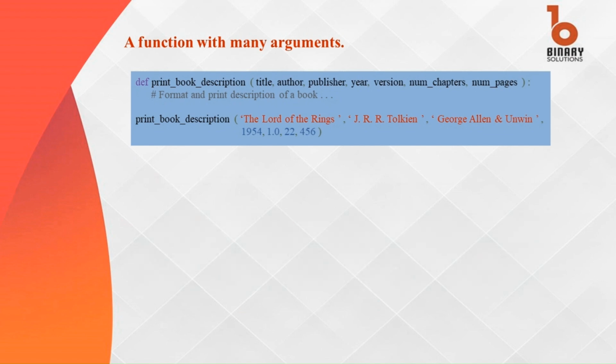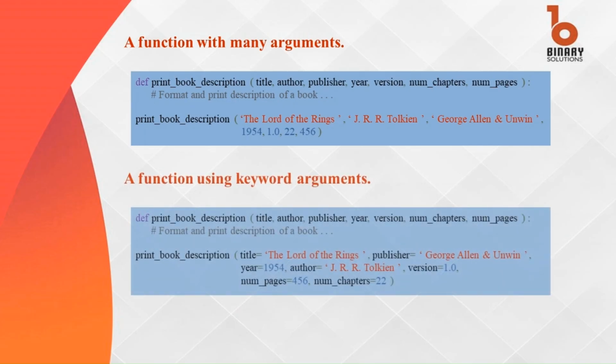In contrast, the second program demonstrates the use of keyword arguments, offering flexibility in specifying the parameters. Here, the print book description function accepts the same arguments, but the values are explicitly labeled with their parameter names in the function call. This approach eliminates the need to follow a strict order, as seen in the function call print book description. Keyword arguments improve code readability and reduce the chances of errors caused by misordered parameters, making them especially useful when dealing with functions that have numerous arguments.